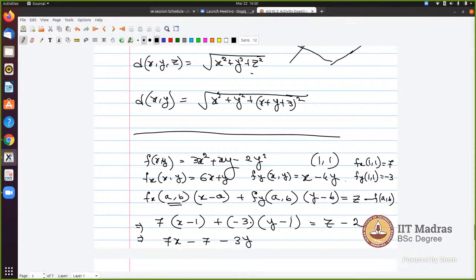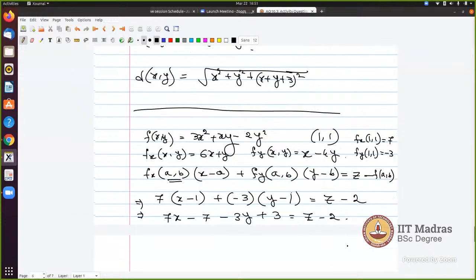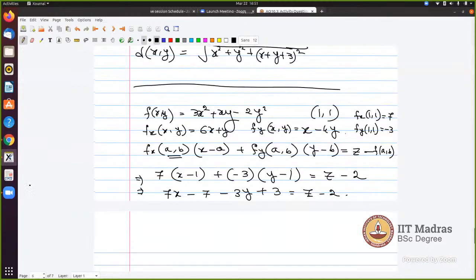But this is not what we are getting in the options. So maybe there is some option which is wrong. 7x minus 3y is correct, whatever you get. If you look at the options, none of the options match. So we will correct it. 7x minus 3y minus z, minus 4, so minus 2. Yes, minus 2. Please show the question.